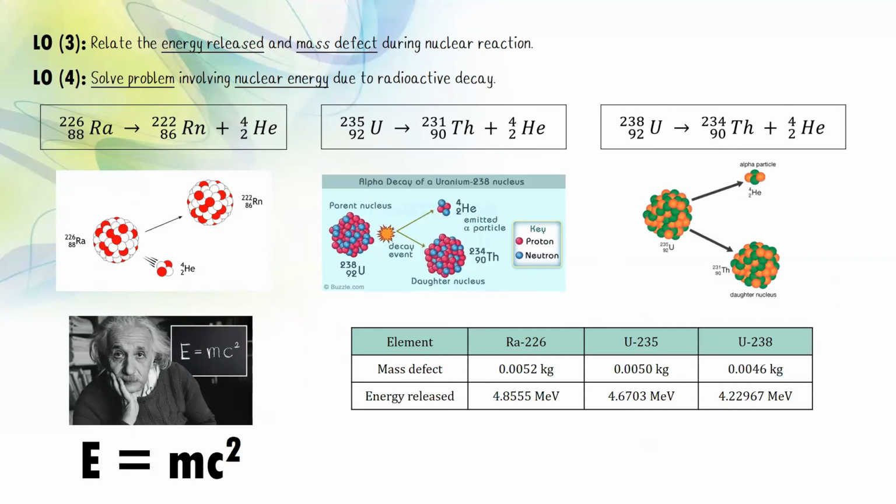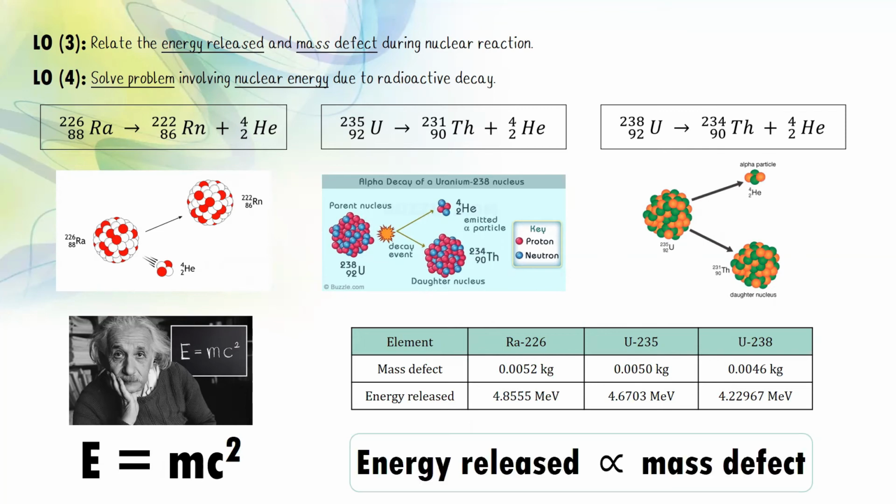So, from this table, we want to compare the mass defect with the energy release. Here, we can see that the higher the mass defect, the higher the energy release during the reaction. So, we can conclude the energy release is directly proportional to mass defect. And this relationship has the speed of light to make it into an equation introduced by Albert Einstein, E equals mc squared here.